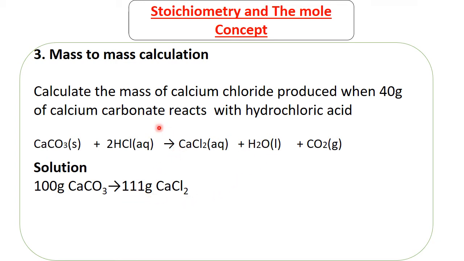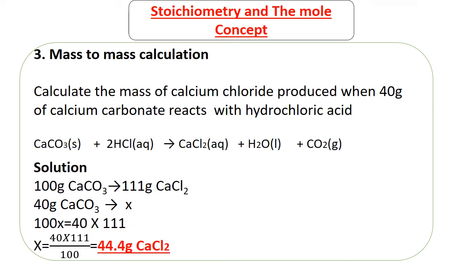So what do they want? They want the mass of calcium chloride that's going to be produced when 40 grams of calcium carbonate reacts. So if 100 grams gives us 111 grams, what about 40 grams? How many grams of calcium chloride is going to be produced? When we cross multiply, we're going to get 100x = 40 times 111. Then we can divide both sides by 100. We're going to get 44.4 grams of calcium chloride.